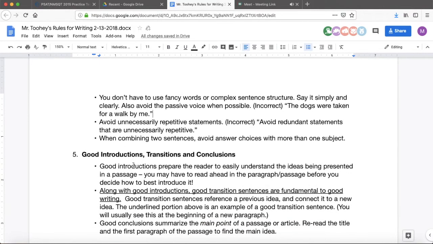Avoid unnecessary repetitive statements. Incorrect: Avoid redundant statements that are unnecessarily repetitive. Okay. Do you know what redundant means? Yeah, like you saying it over and over. Yeah. Redundant means unnecessarily repetitive, right? So you could say avoid redundant statements, or you could say avoid statements that are unnecessarily repetitive. Those are both great, but don't say avoid redundant statements that are unnecessarily repetitive, because by definition, redundant statements are unnecessarily repetitive. Does that make sense?